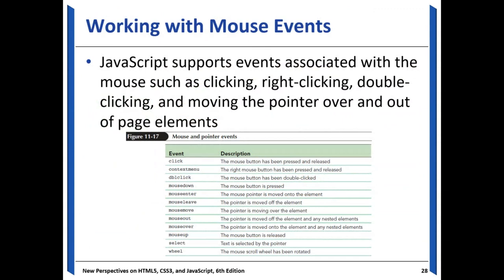JavaScript also supports mouse events. So this includes left clicking, right clicking, double clicking, moving the pointer over and out of page elements. We see in figure 11-17 the different events and the descriptions of those. For example, click: the mouse button is pressed and released. The double click: the mouse button has been double clicked. Mouse down is just when the mouse button is pressed. You can have these with the mouse over, so when you roll over an image or an object, based on that action, some type of event can happen.